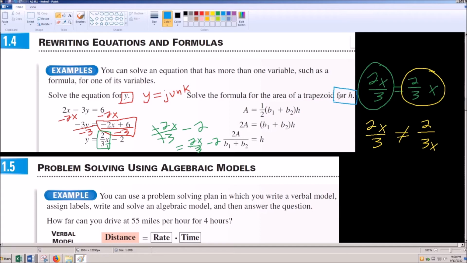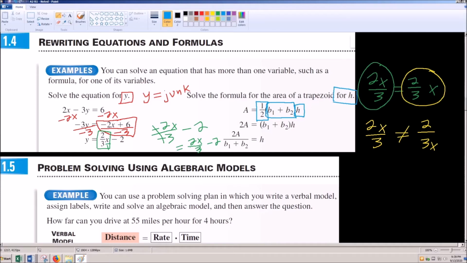So one way is that I could distribute this 1/2, distribute the h, and then I could go through and divide everything back out, but that doesn't do me any good. So the first thing I want to note is that as I look at this, I kind of want to look at this as blocks. I look at this 1/2 as a block. I look at b1 plus b2 as a second block, and I look at h as a third block. So really I've got 3 terms that are being multiplied.